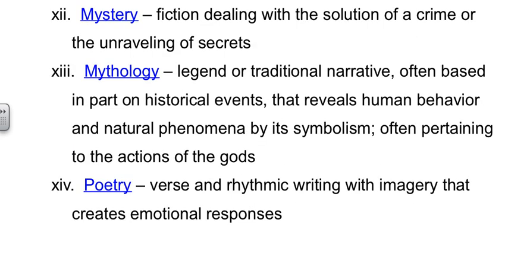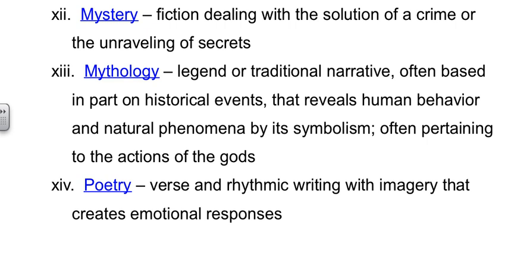Mystery. Mystery is one of my favorite genres. It's fiction dealing with the solution of a crime or the unraveling of secrets. I read a lot of Tammy Hoag, who does mystery. I read an entire series one summer about a cat who solved mysteries. It's the Cat Who books. They were pretty fun.